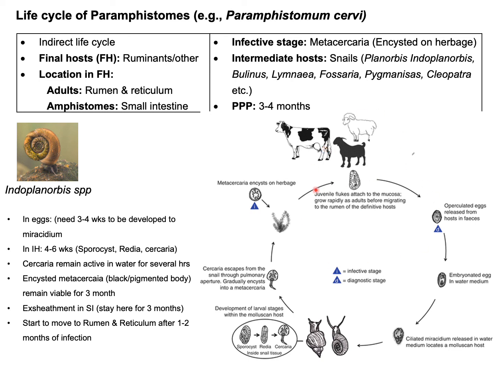So here the time required for the completion of the life cycle is 3 to 4 months, and the diagnostic stage, that is the eggs, is the diagnostic stage. By observing the eggs in the feces, we will come to know whether the animal is infected with this parasite or not. And the infective stage I have already mentioned, the encysted metacercaria.